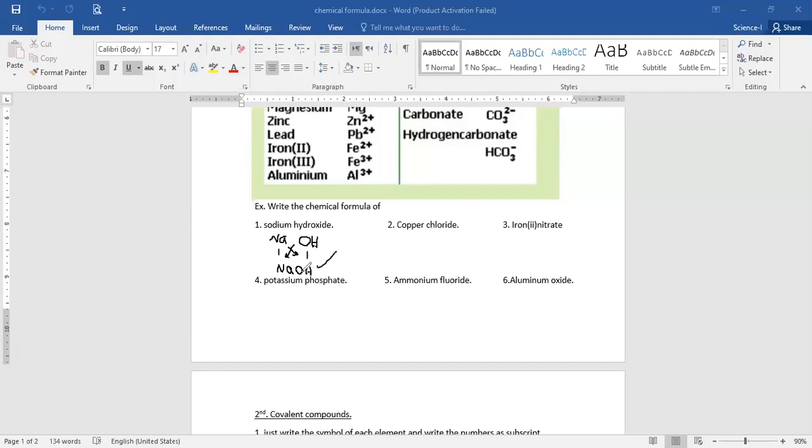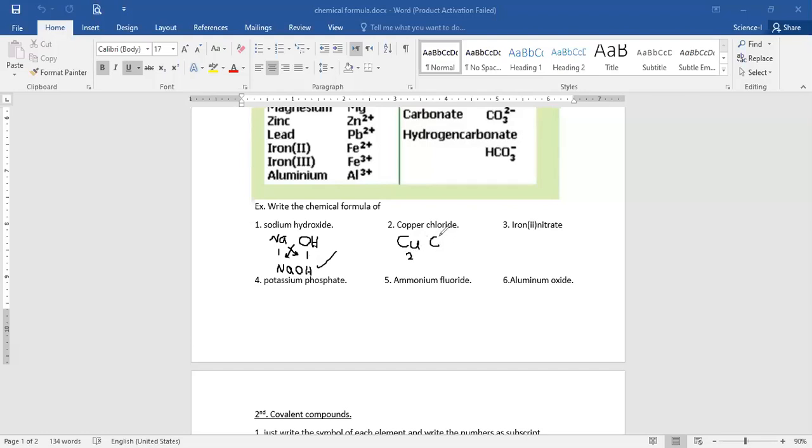Let's pass to the next. Copper chloride. Who can work with me on this one? Yes, Reem? Copper is Cu. Good. What's the valence of copper? 2. Chloride is?